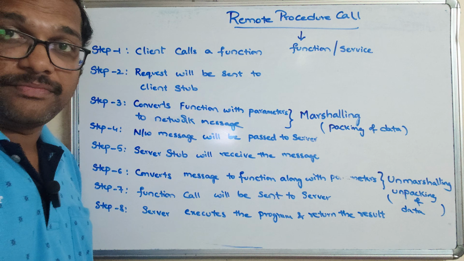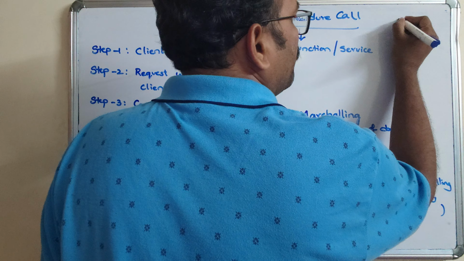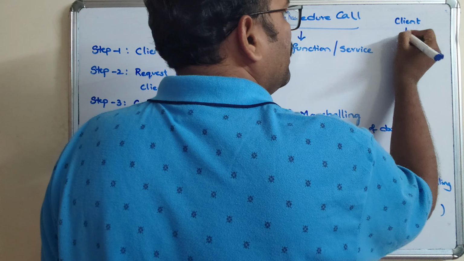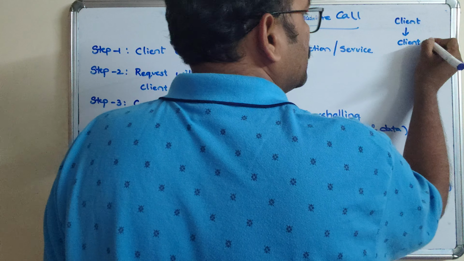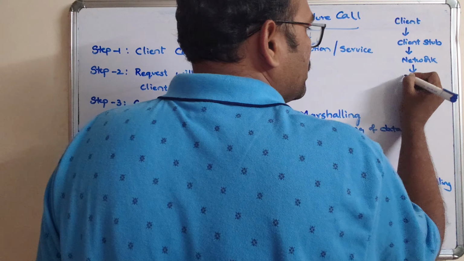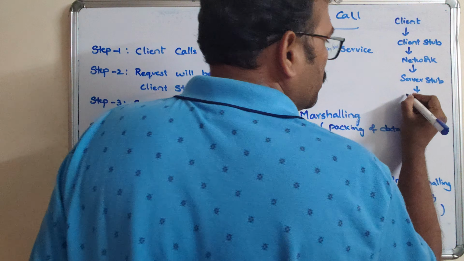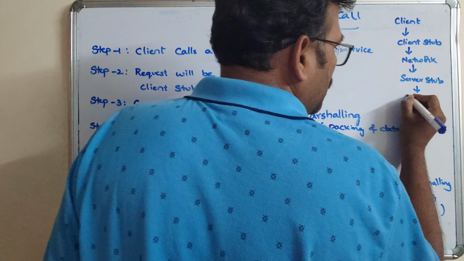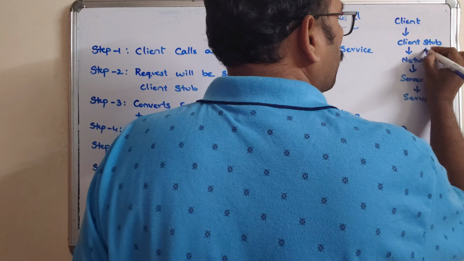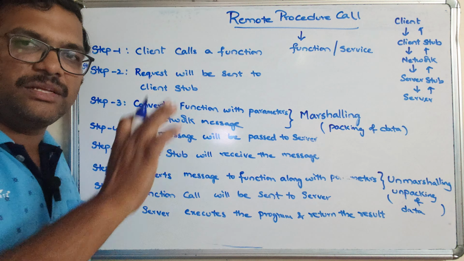So this is the process of this particular remote procedure call. First there will be a client program, and it will be sent to the client stub. That will convert it into a message, and that message will be routed in the network and received by the server stub, and it will be sent to the server. Once again the server executes the program and sends the result to the server stub, the server stub to the network, the network to the client stub, and the client stub to the client. So this is the process of remote procedure call.